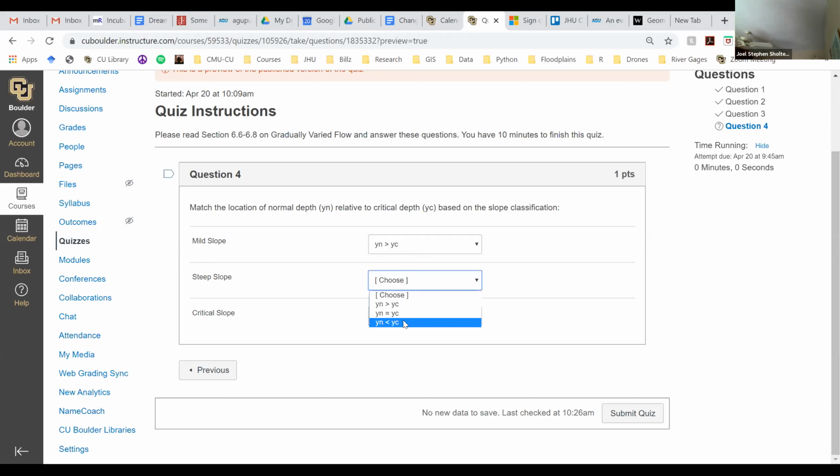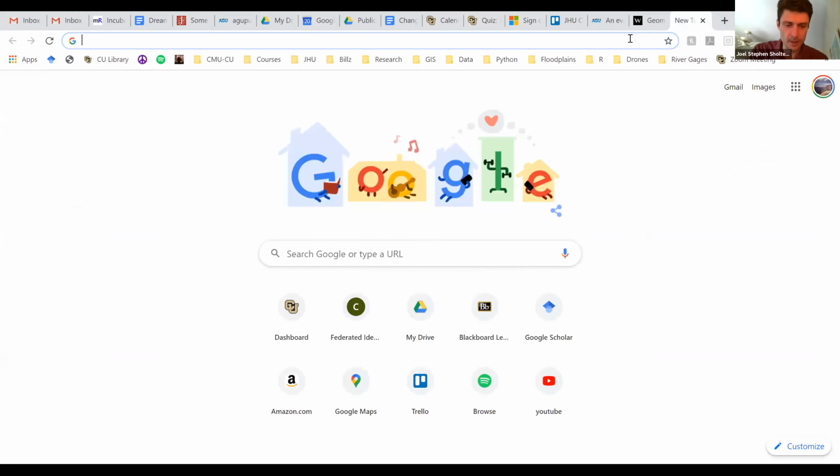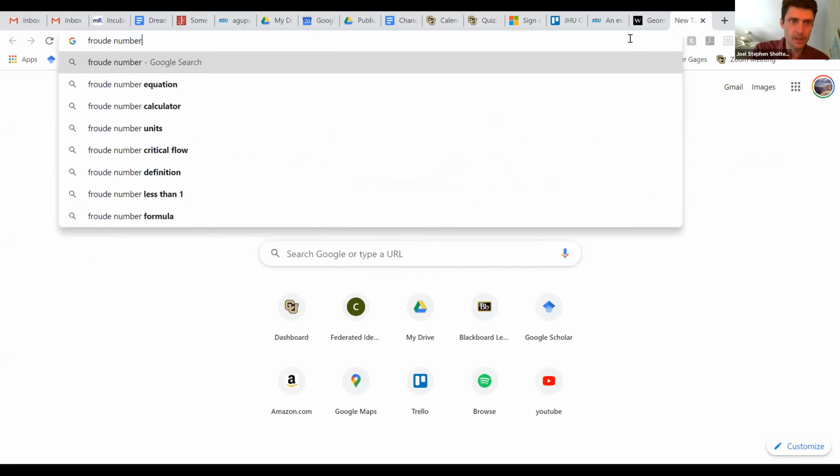Froude number is equal to velocity over the square root of dg. Let me just double check that because I need to know this, but I always forget the Froude number.